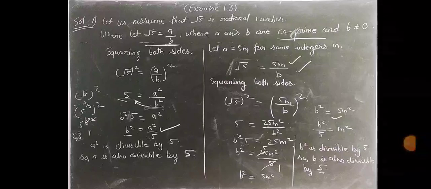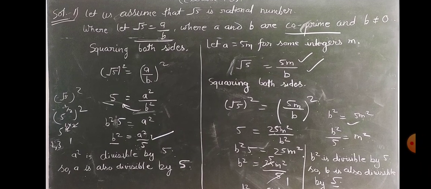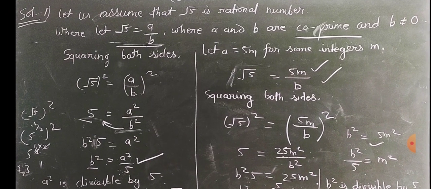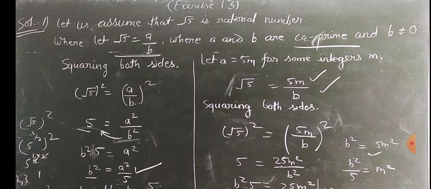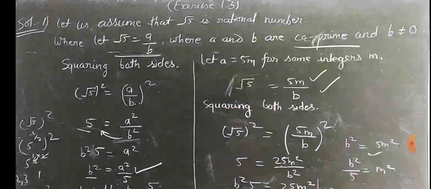Students, class 10th, chapter 1st, exercise 1.3, solution of the first question. That means prove that under root 5 is an irrational number. So how can we prove that? Let under root 5 equal a by b, where a and b are co-prime. We have to prove that under root 5 is an irrational number.